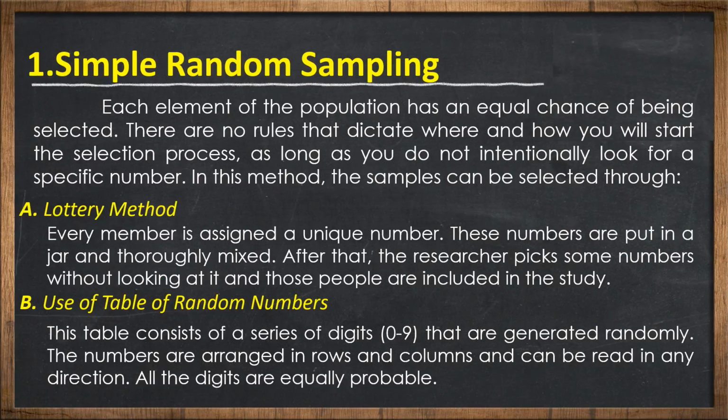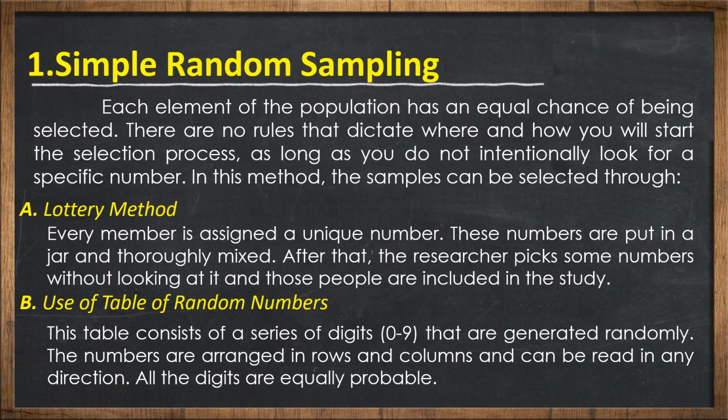Sampling is a process used in statistical analysis in which a predetermined number of observations are taken from a large population. There are various sampling methods that allow all the units in the population to have an equal chance of being selected. The sampling methods are as follows.